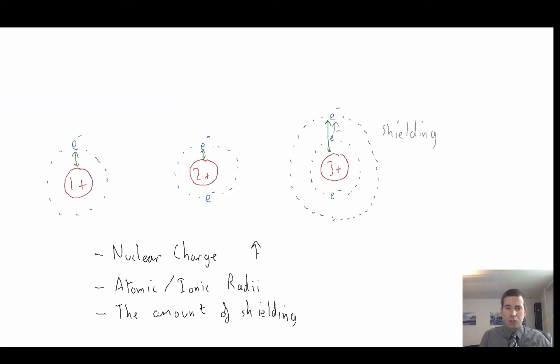The greater the nuclear charge, the greater the ionization energy, the higher the number for the ionization energy. The bigger the radii, the smaller the ionization energy, and the greater the amount of shielding, again, the smaller the ionization energy. So you're going to have 2 more videos on ionization energy. You need to be considering these factors for the trends you're going to see.